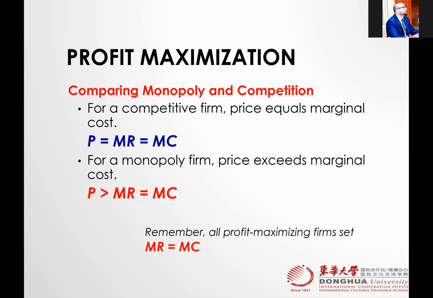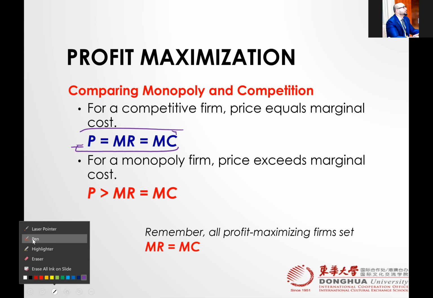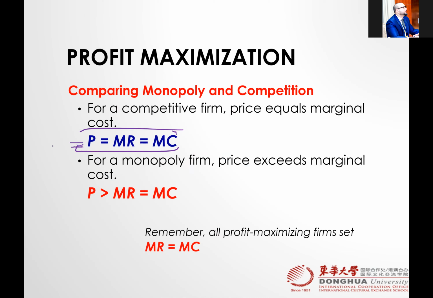we compare the profit maximizing condition in competition. The maximum profit condition is price is equal to AR is equal to MR is equal to MC, right? But here price is equal to AR, but price and AR is greater than MR. So naturally, when MR is equal to MC, that condition is always less than price.